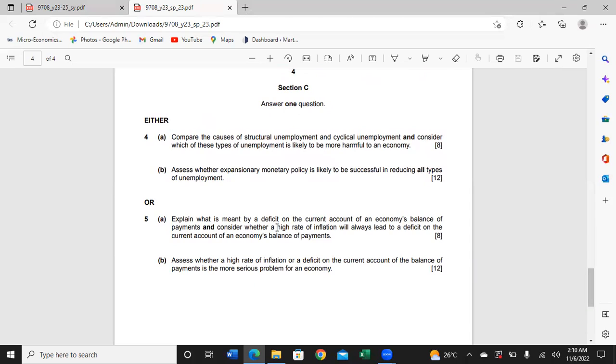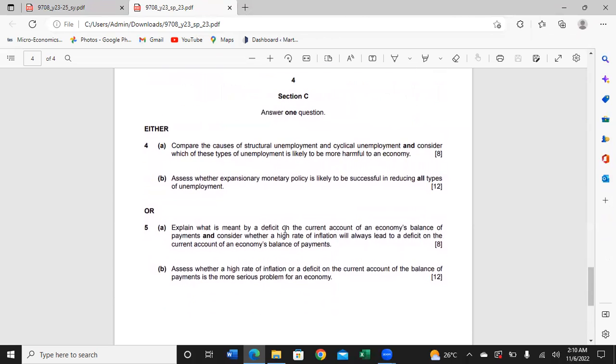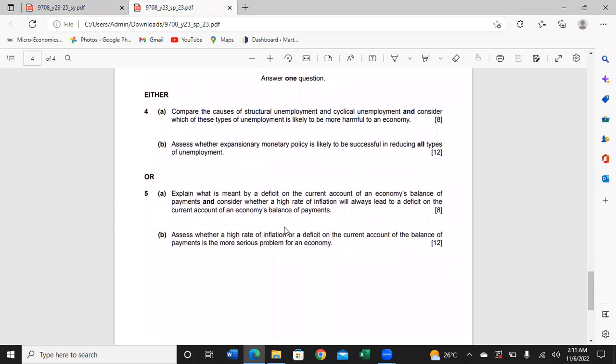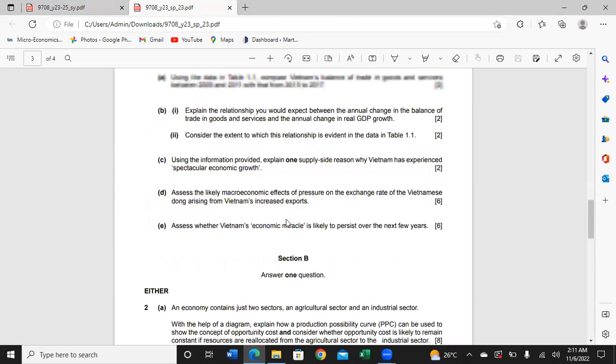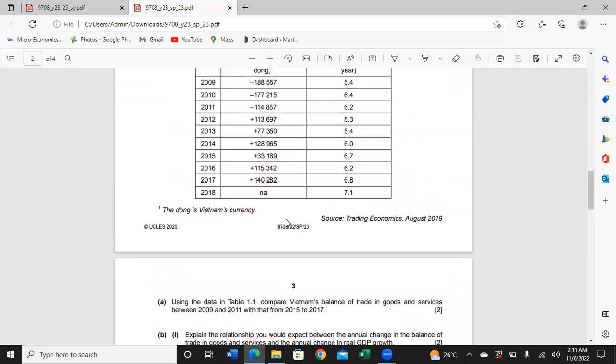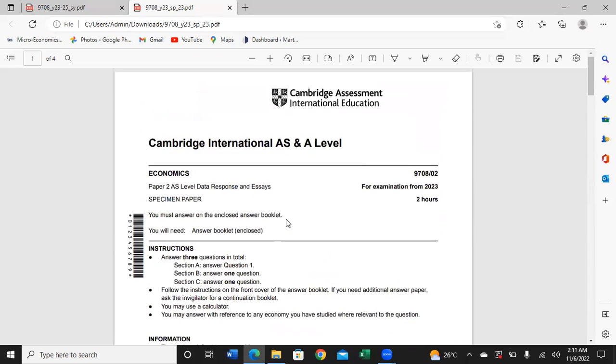Explain what is meant by a deficit on the current account of an economy's balance of payments. So these are the 2 questions. You have to answer one of them. So in total, you have to answer 3 questions, and they will have the 60 marks. And out of 60, how much do you need to get your A grades? This is a very important thing.